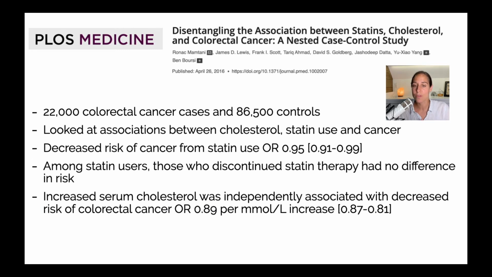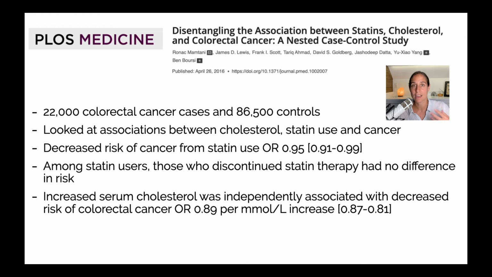So they looked at 22,000 cancer patients compared to 86,000 controls. And what they found was that there was a small decreased risk of cancer associated with statin use. But then they tested 2 other things. The first was that among people who were using statins, if they discontinued using the statins, it had no change on cancer risk. So that was interesting. But the other thing was that increased serum cholesterol was independently associated with decreased risk of colorectal cancer.